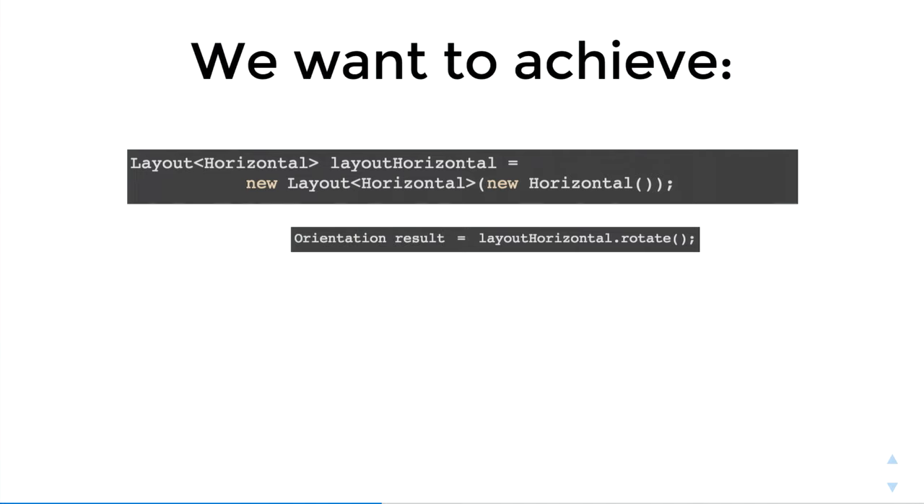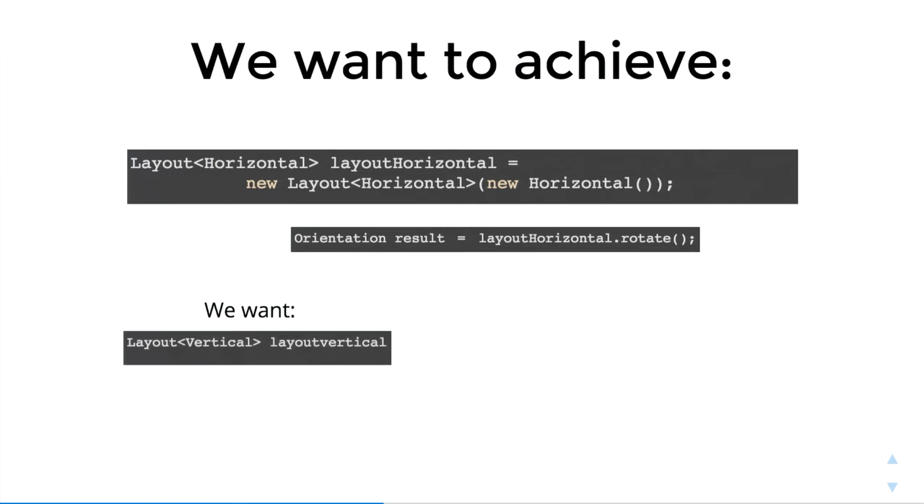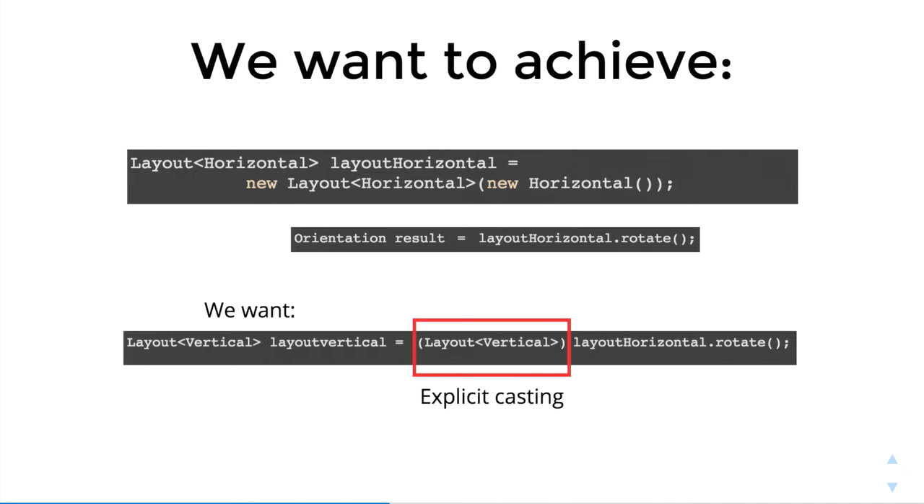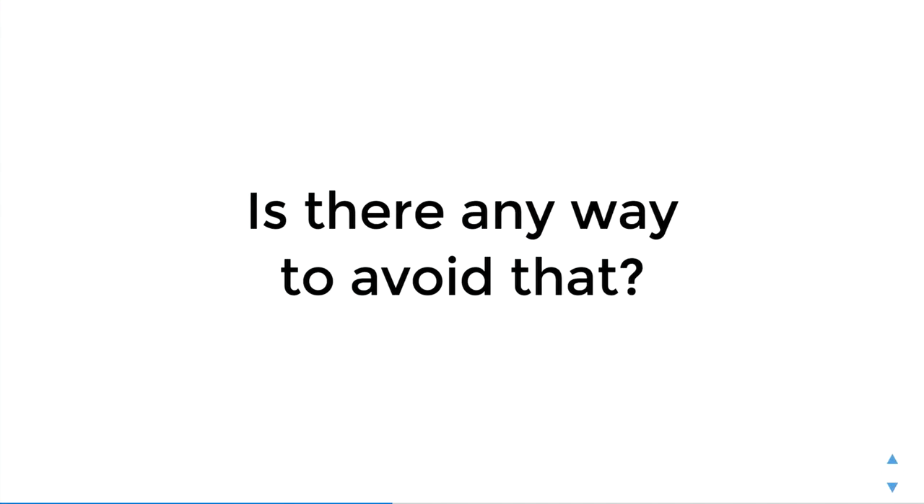Yeah, so to address one of the inconveniences that Breandan was talking about, imagine that we instantiate a layout horizontal, passing horizontal as a parameter t, and then we call the method rotate, right? The type that's going to be returned is orientation. Do we really want that? Not really. We want a layout vertical. That's much more meaningful for us. So what's going to happen when we call rotate? We need to cast, right? We need this explicit casting. So is there any way to avoid that? Turns out, yes.